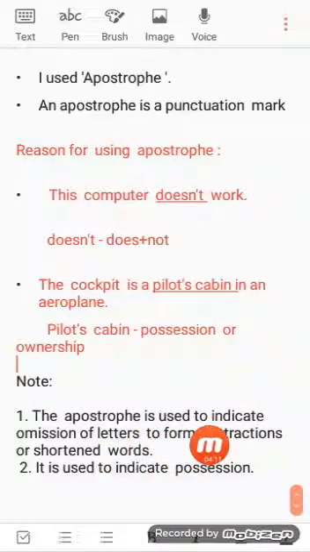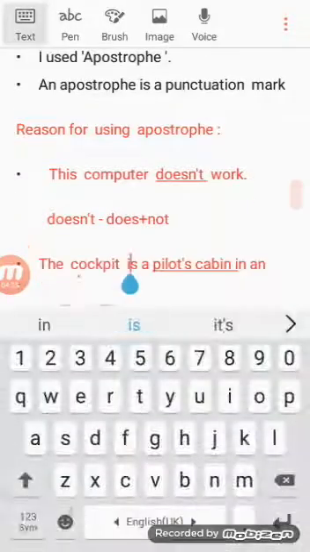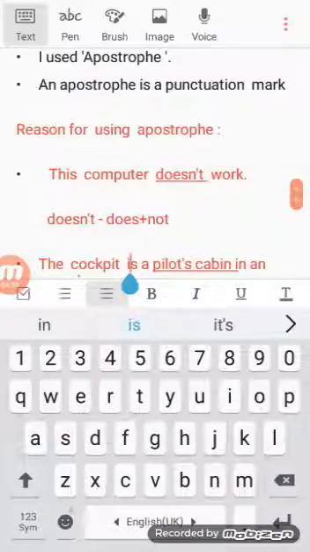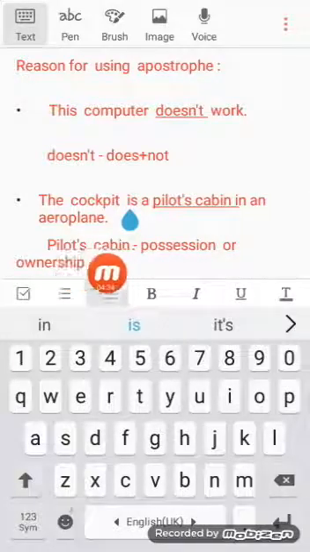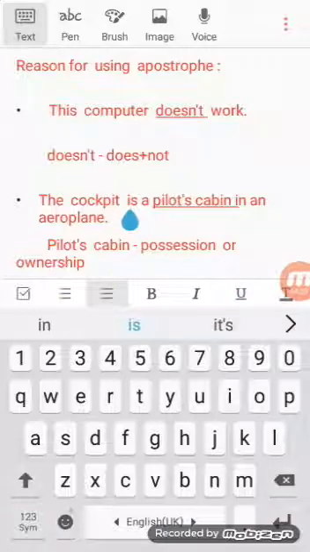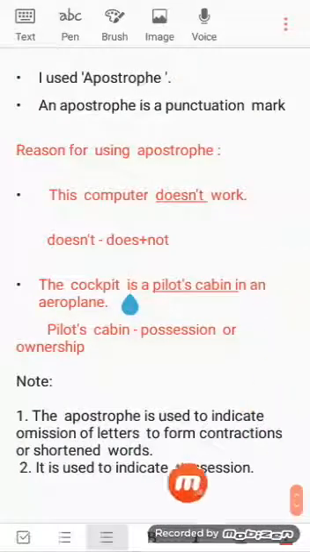So students, note now what you learned today. Today you learned that the apostrophe is used to indicate omission of letters to form contractions or shortened words, like here, doesn't. Here we used apostrophe and used the shortened form of does plus not as doesn't. And in the second sentence we use this apostrophe to show possession or ownership of something by somebody. Like in the sentence, it is showing possession or ownership of that cabin by a pilot.